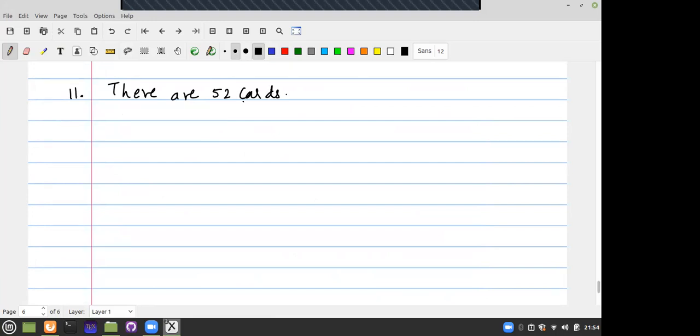So in how many ways can we choose 3 cards? We can choose 3 cards in 52C3 ways, right? Remember that combination thing we talked about? Yes, sir.